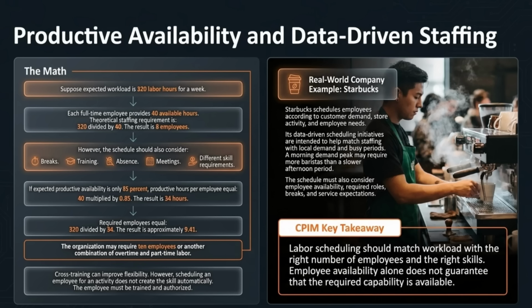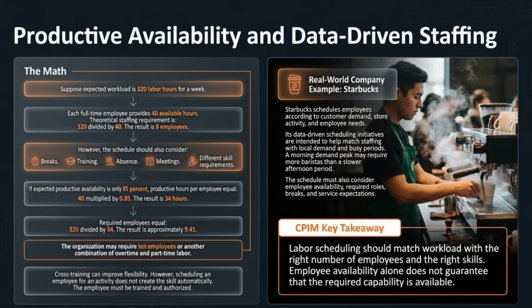Suppose expected workload is 320 labor hours for a week. Each full-time employee provides 40 available hours. Theoretical staffing requirement is 320 divided by 40. The result is 8 employees. However, the schedule should also consider breaks, training, absence, meetings, and different skill requirements.